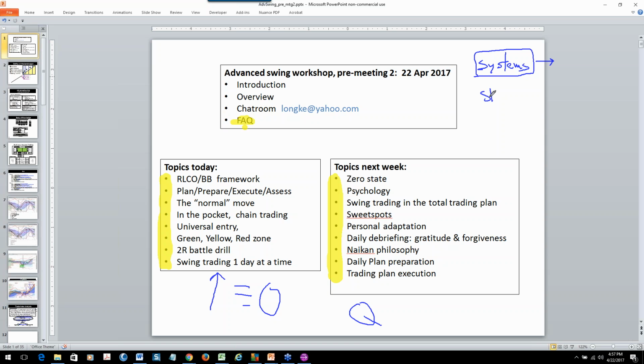Underneath that, where there is some discretion allowed, I have strategies. These are ones in which we apply the concepts, but there is some discretion involved. And then I have techniques, and these are things that are like modules, like the 2R battle drill or the universal entry, or the RLCO framework is a technique. These are modules that can be used to build strategies or build systems. They're like little components, little widgets. And out of these widgets, they're like battle drills that can be assembled to make strategies or make systems.